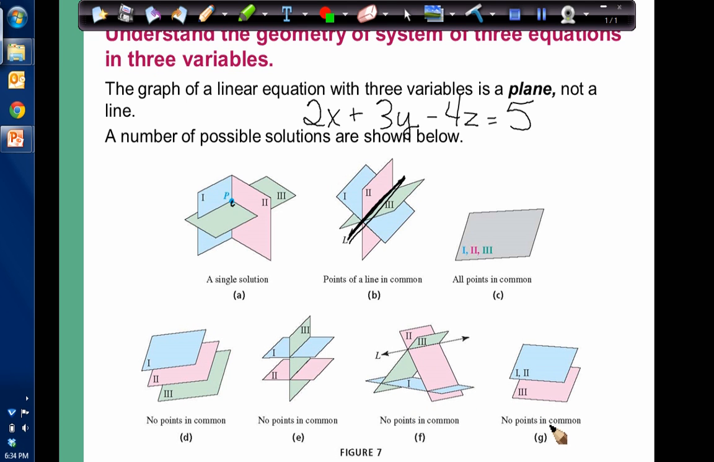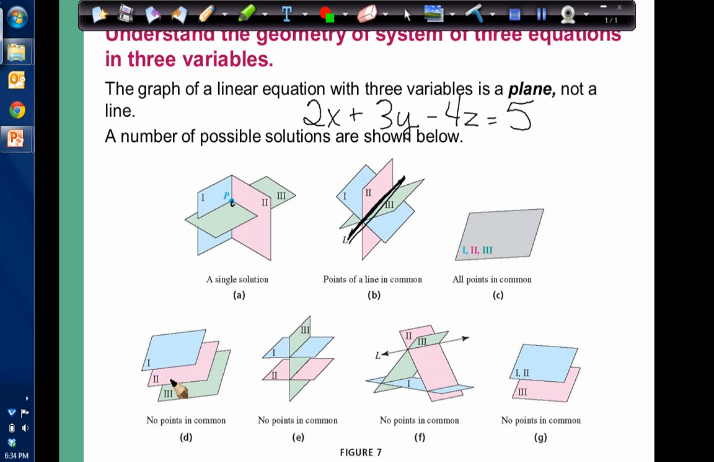And then we could have a situation where two of the planes are the same. 1 and 2 are the same in this case. 3 is parallel to them, and so there's no solution here either. Okay, so we could either have a point as our solution, a line as our solution, the entire plane as our solution, or in the case of these 4 at the bottom, we could have no solution.